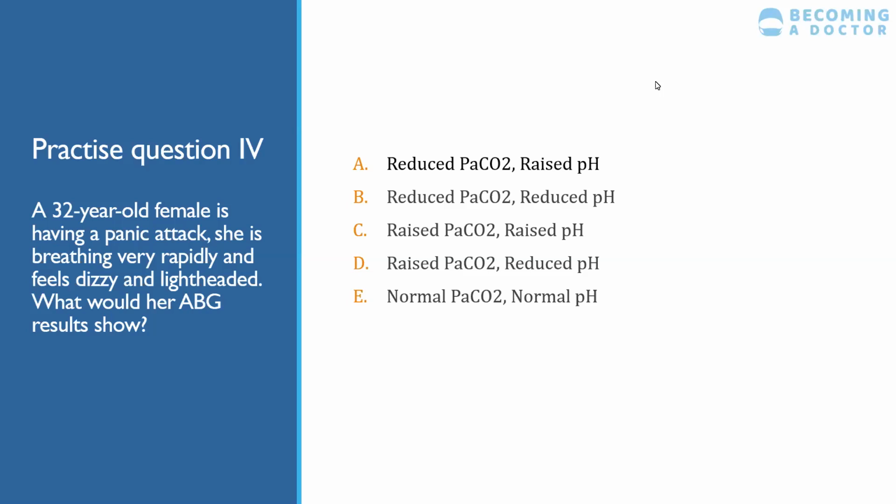Okay, just finish that one there. Great, the majority of you got that one right. It's A, which is a reduction in partial pressure of carbon dioxide, because you're breathing more rapidly, so you're blowing off more CO2, and that would cause a corresponding rise in pH because your blood is less acidic.